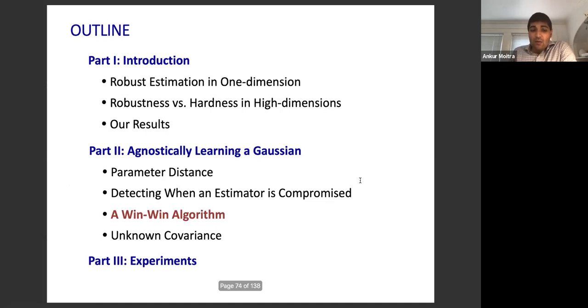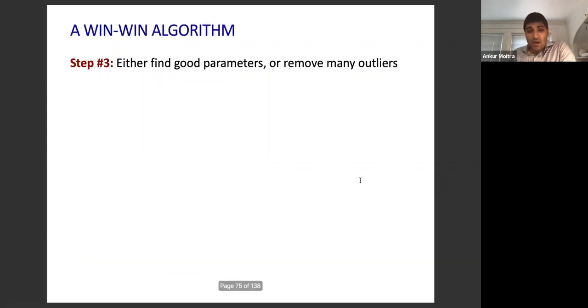So now we can turn this into an algorithm. I want to emphasize that the algorithm itself is very simple. The analysis is not, for reasons that I'll get into. But what is the simple win-win algorithm? Well, either we're going to find provably good estimates of our parameters, or we're going to find a direction we can project on where we'll be able to remove many points, most of which are outliers.